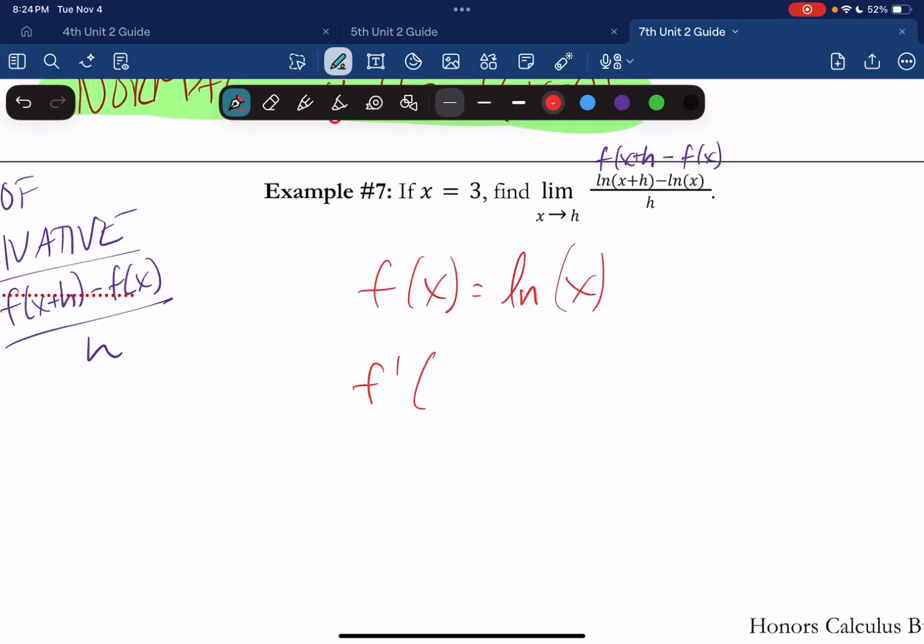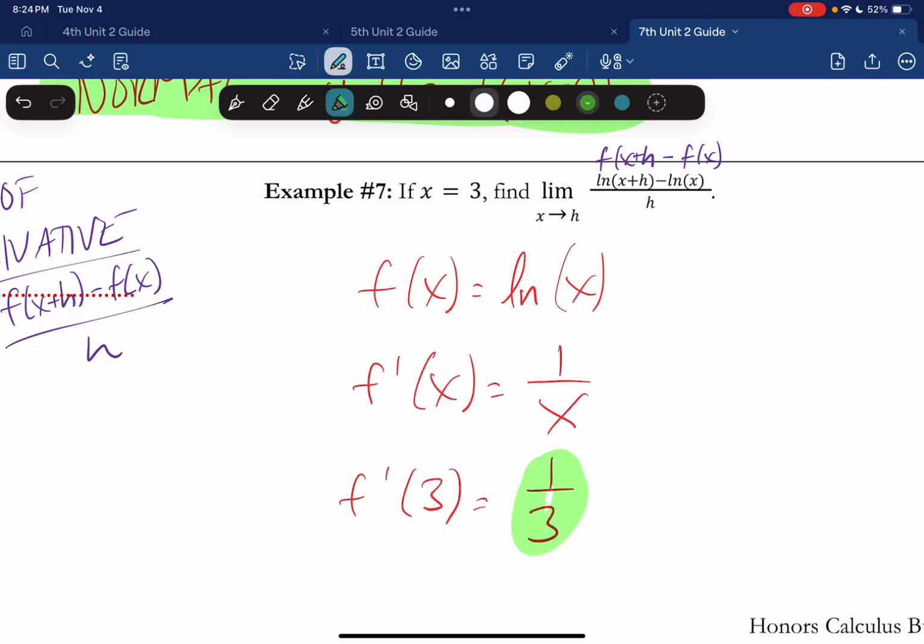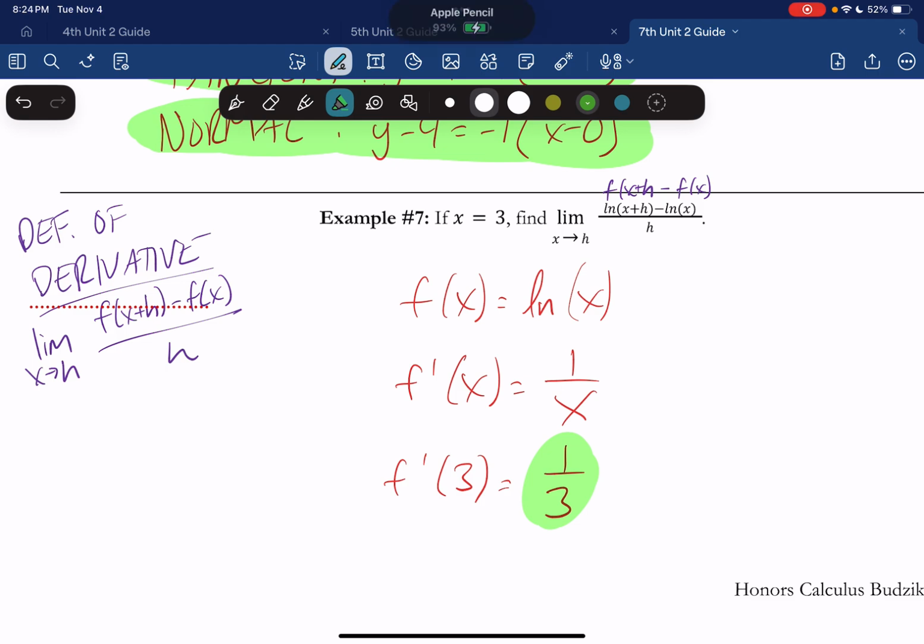So I see the derivative of the ln of x. We already talked about this, 1 over x. And if I do f prime of 3, I get 1 over 3. And that is the evaluation of that limit. Again, just working with the definition of the derivative that we talked about at the beginning.